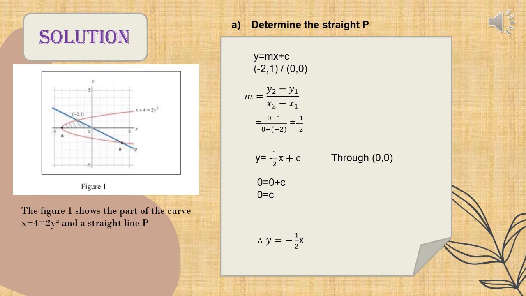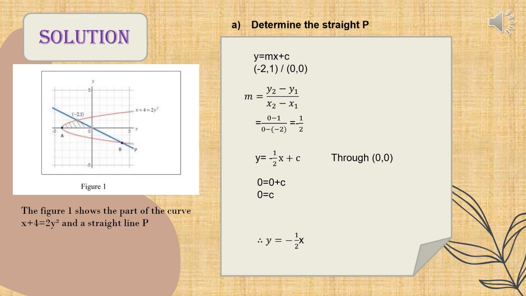So today I'm going to explain ways to solve the question. The question given: figure 1 shows part of the curve x plus 4 equals 2y squared and a straight line P. So we need to determine the straight line P. To find the equation for straight line P, we need to know the equation is y equals mx plus c. So we have the coordinates (-2, 1) and (0, 0). And we need to find the gradient.